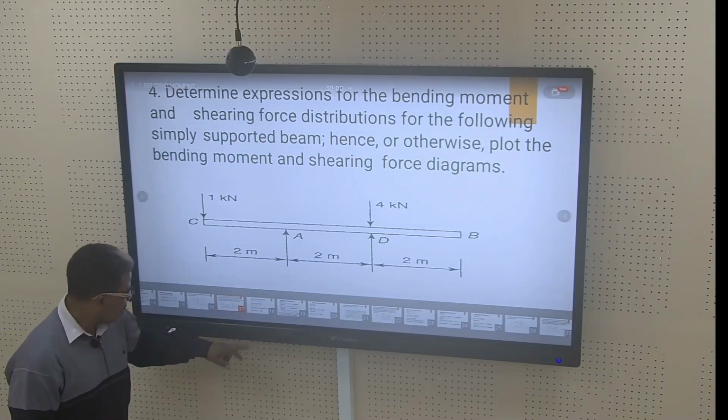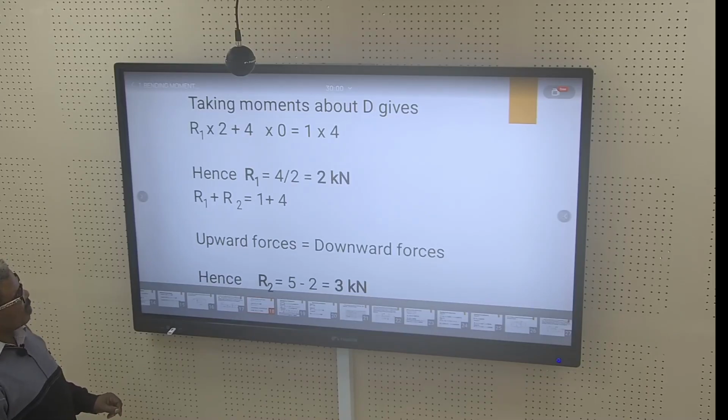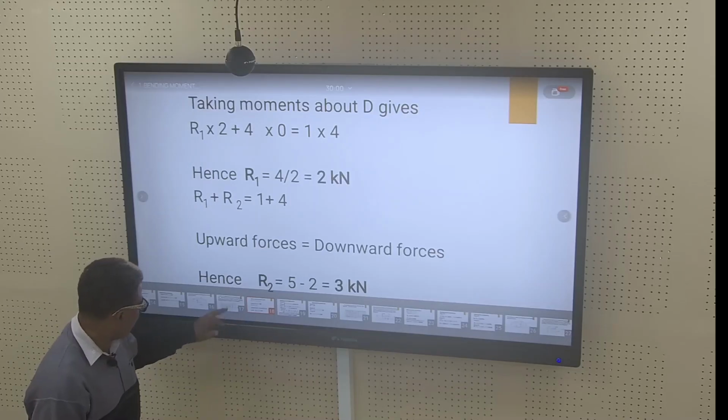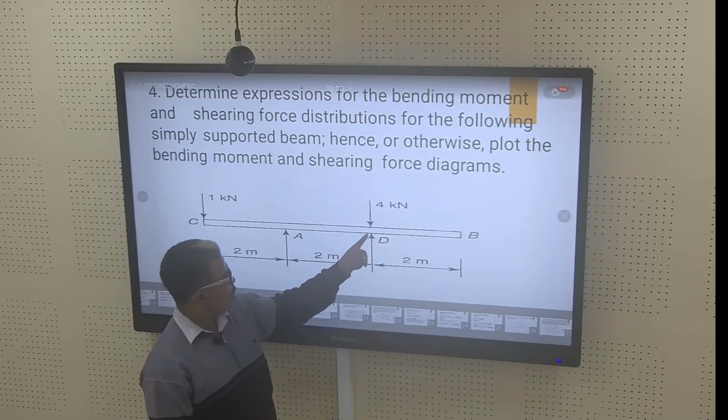To start, we have to take moments. Taking moments here, we have to stand at D. This will give us R1 times 2 plus 4. This 4 should be multiplied by 0. 0 is for the distance, there is no distance because we are at the load 4. Four times 0 because we are at D.